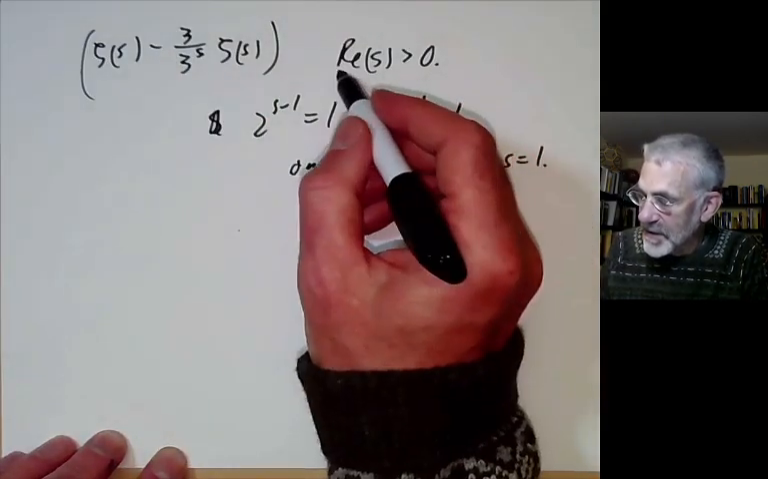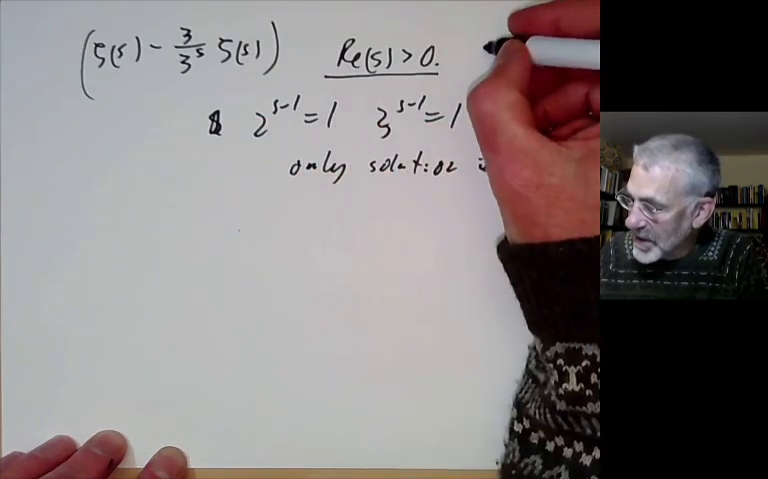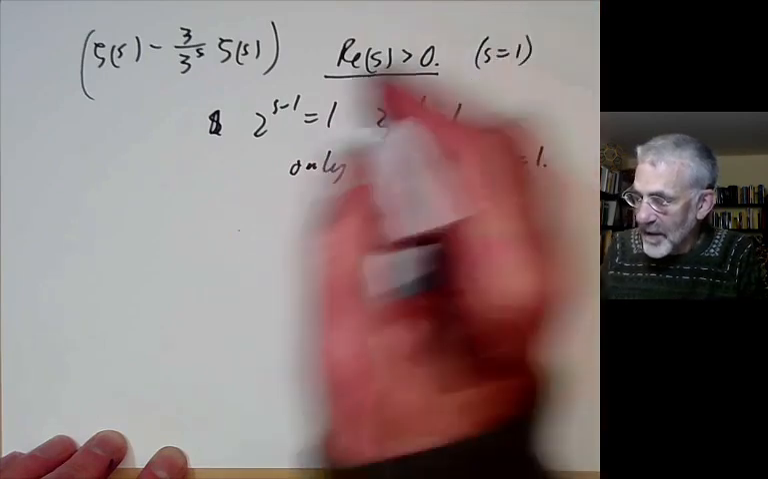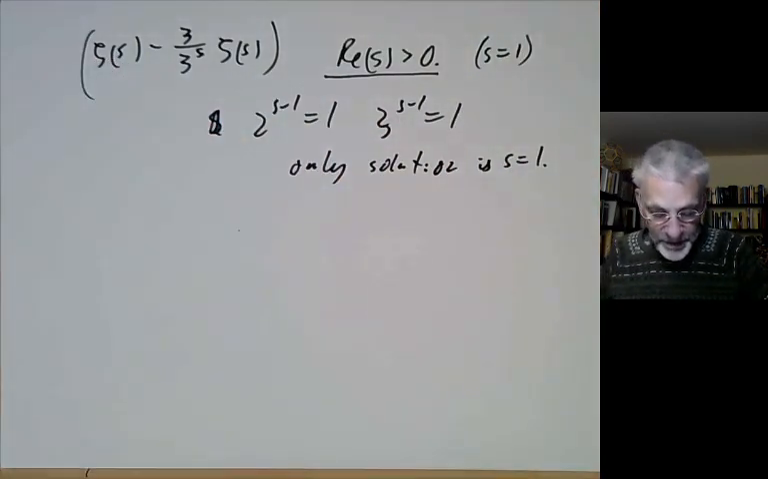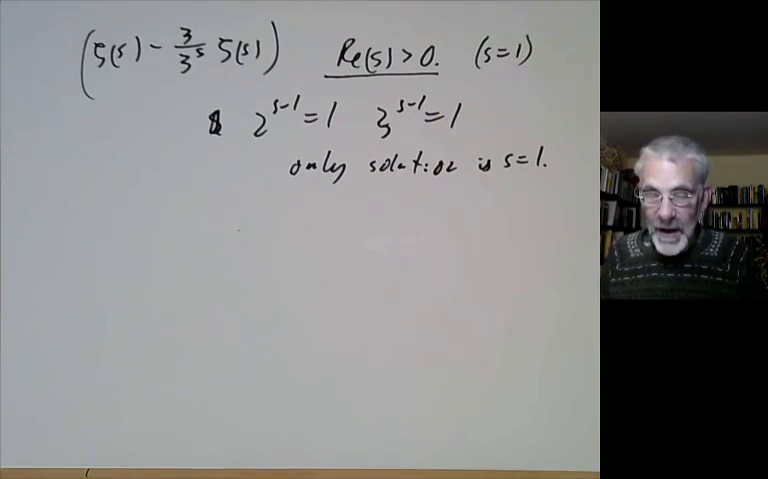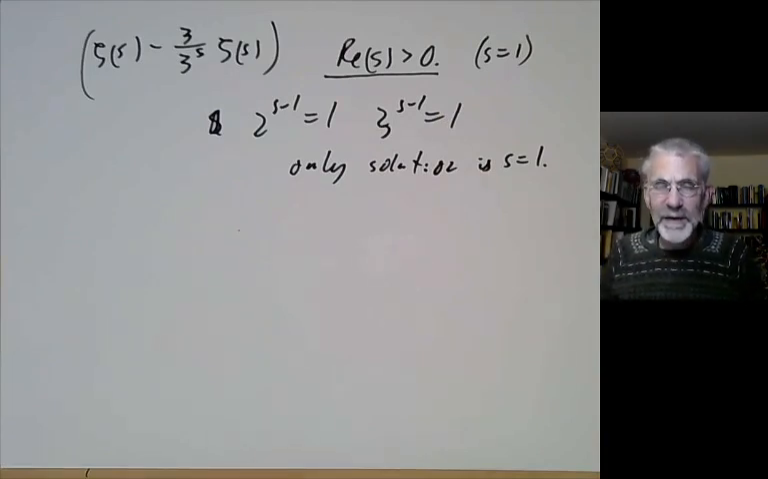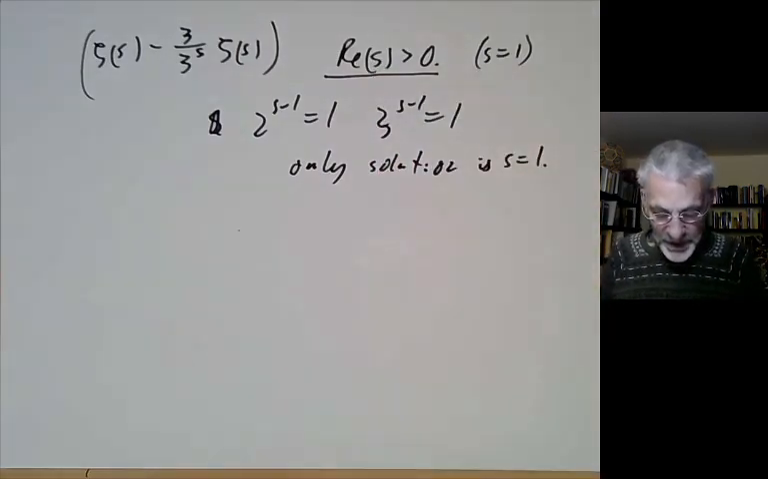And altogether, this shows that zeta of s is defined for all numbers with real part s greater than 0 except for s equals 1. And for s equals 1, zeta of s really does become infinite. So that gives the analytic continuation of zeta of s to real part of s greater than 0. By extending this argument, you can actually show that zeta of s can be defined for all complex s except for s equals 1, but we don't actually need that, so I'm going to omit it.